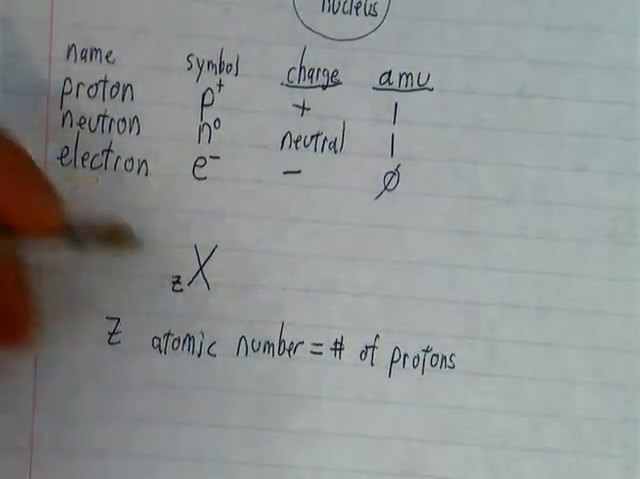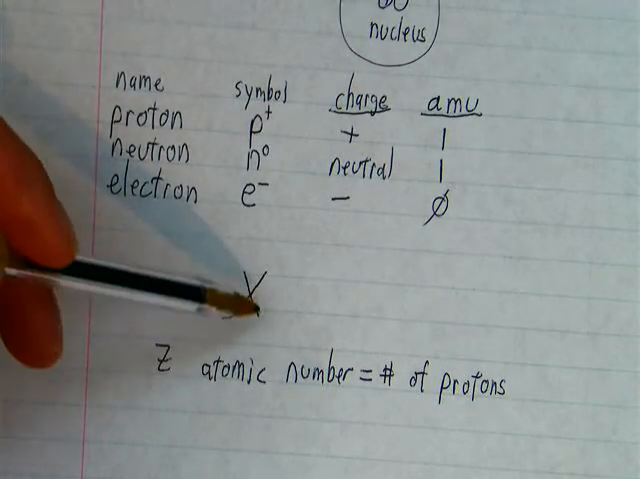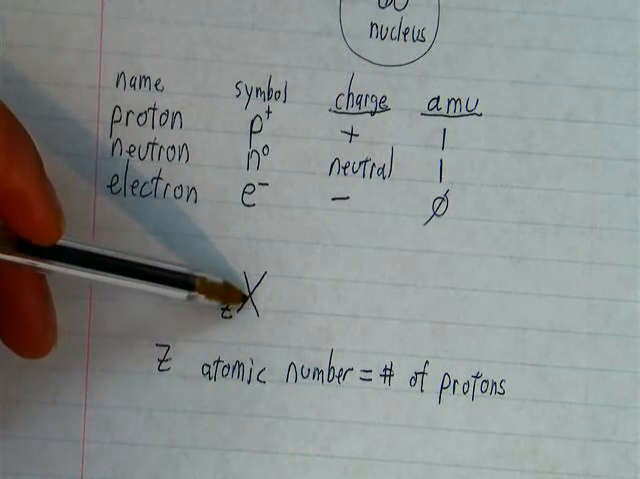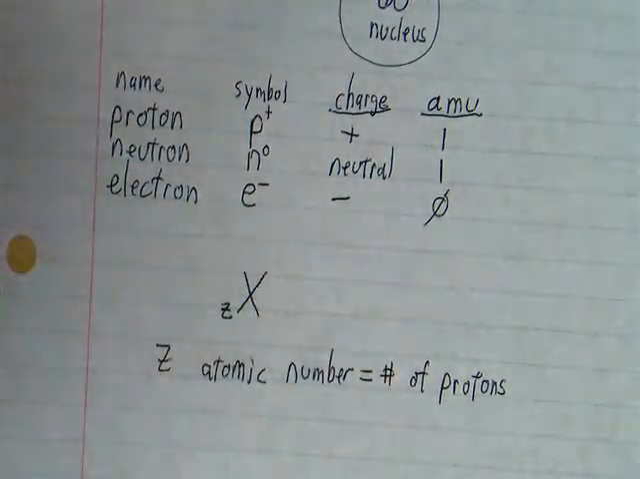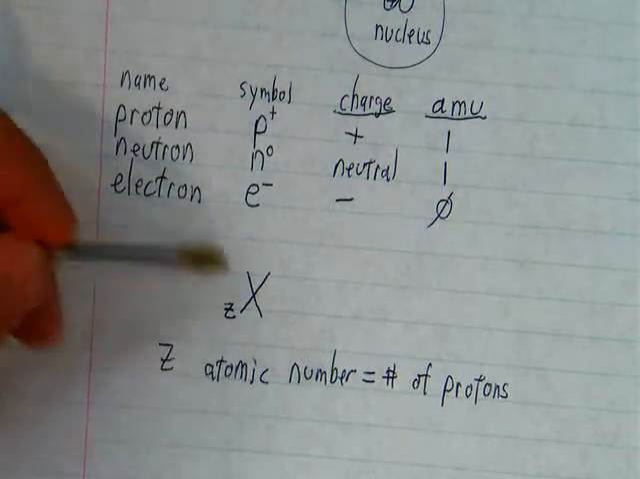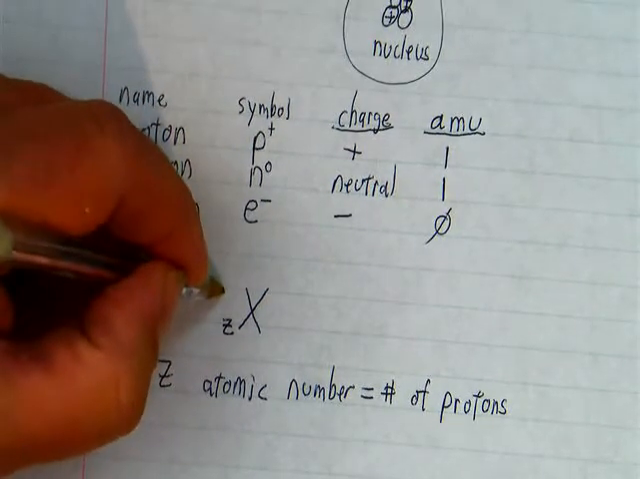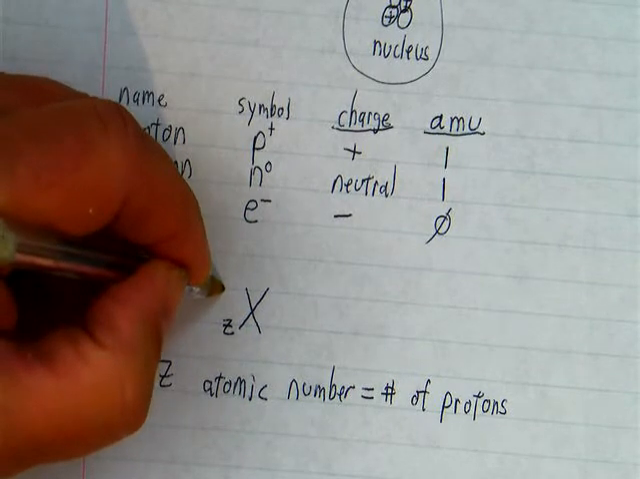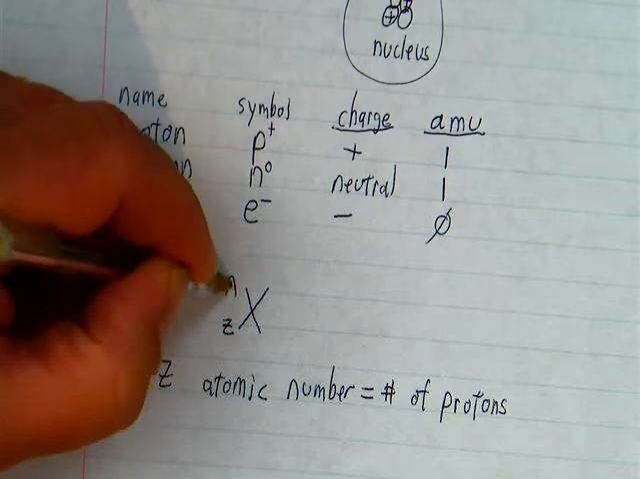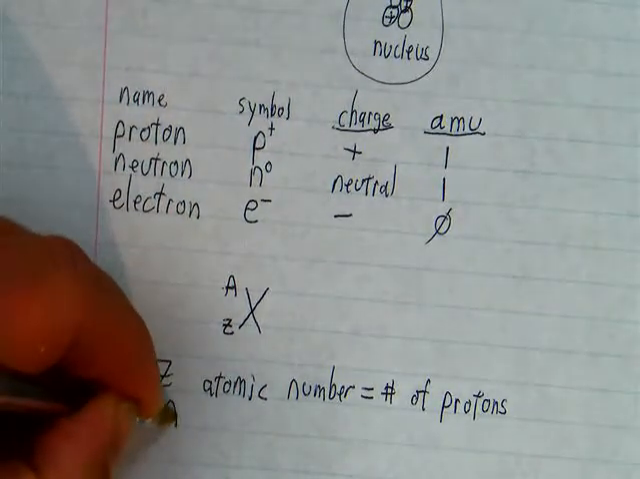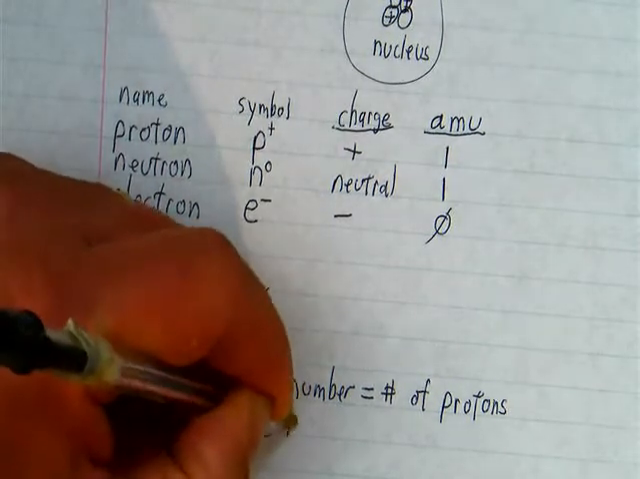And this is the identity of an element. Whether it's gold or silver or carbon is strictly determined by how many protons we can count in its nucleus. In the upper left corner, I don't remember what symbol they use for it. I'm going to use the letter A today. A would be the atomic mass.